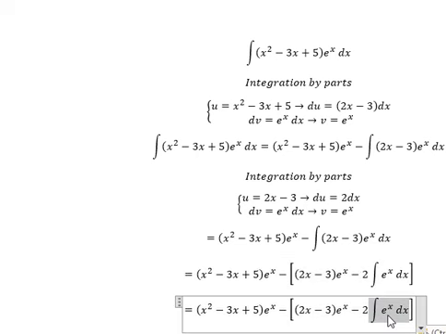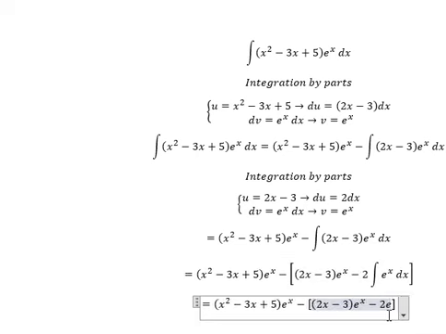And this one you got e to the power of s, and we put c in here.